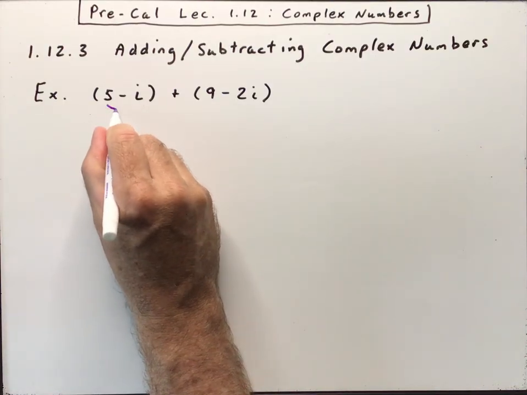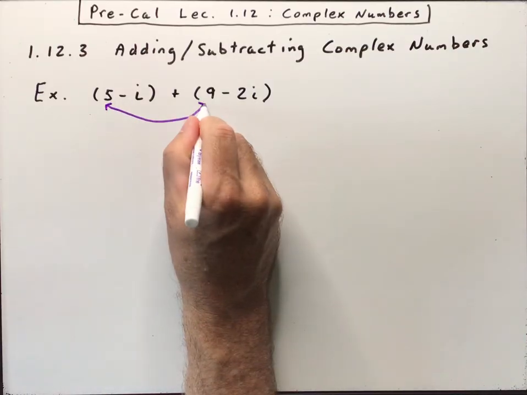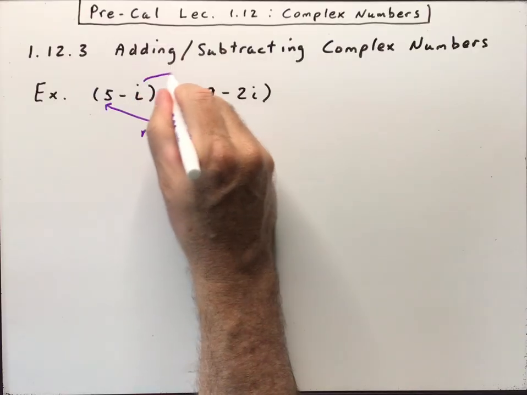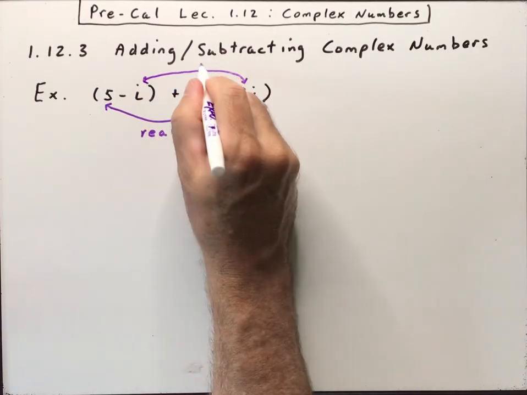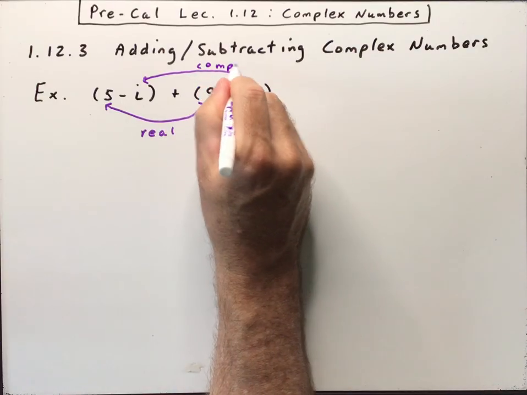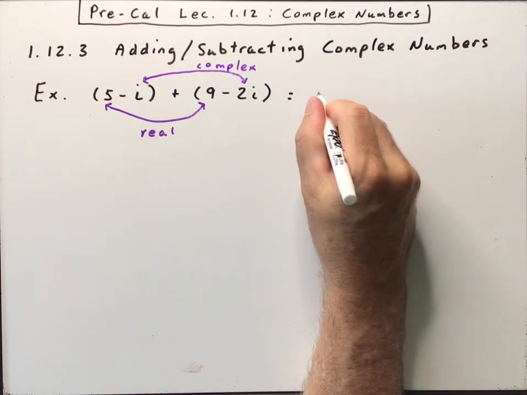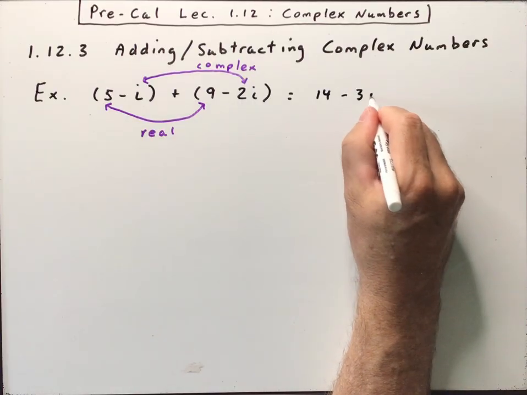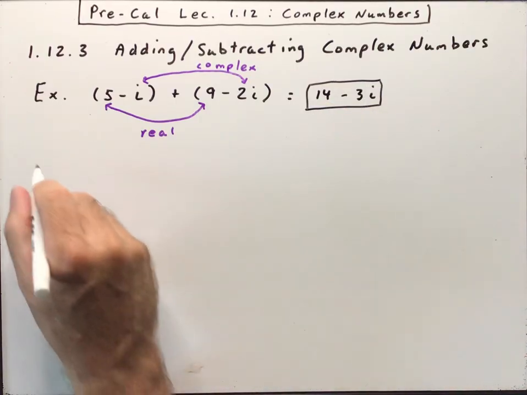So we're going to add the real part and then we're going to add the complex part and just report what we get. And that's all it is to it. So 5 plus 9 is 14. Negative i plus negative 2i would be negative 3i, so 14 minus 3i. My goodness, please don't miss that on the test. You will be mad at yourself.